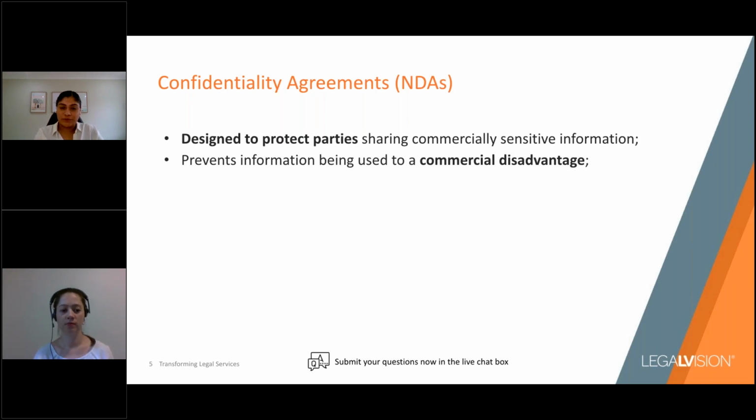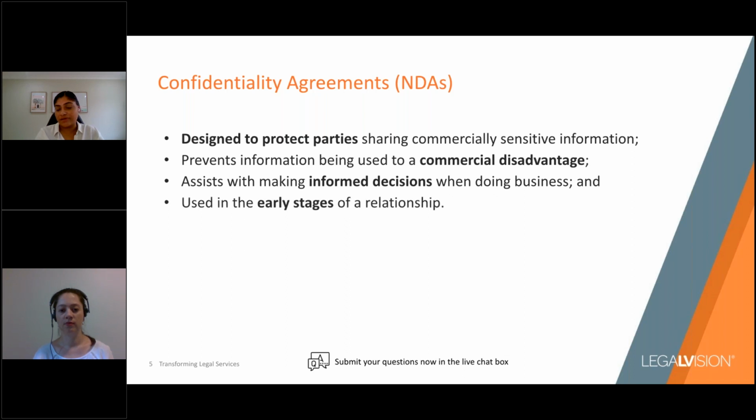Now, in terms of when to put them in place, an NDA is generally used in the early stages of a transaction. So when you're still getting to know each other, you're having a think about whether you want to work together, you haven't quite figured out all of the commercial details of your transaction, have that NDA signed from the very beginning so that all of those discussions are protected. And then once you've decided that you would like to work with this other party, you can enter into a more substantial agreement, as we'll speak about in a moment.